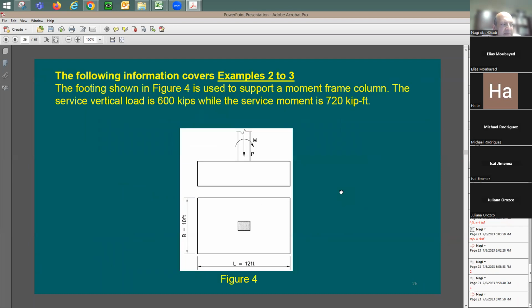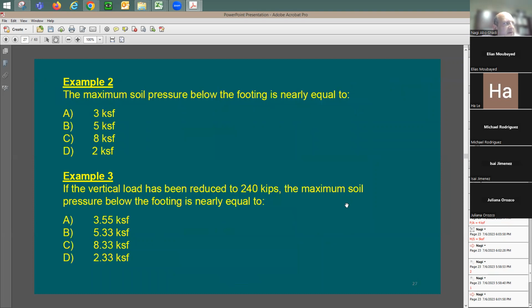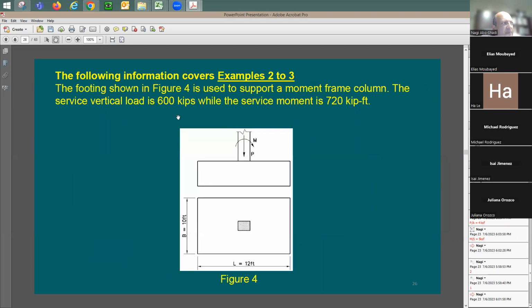I have some examples here. Here's one footing. The size of the footing was given to me, 10 feet and 12 feet. 600 kips is the service load, the vertical load. Moment 720, also at the service level. Let's say first, the maximum soil pressure under the footing. So remember this: 600, 720, footing is 10 by 12.